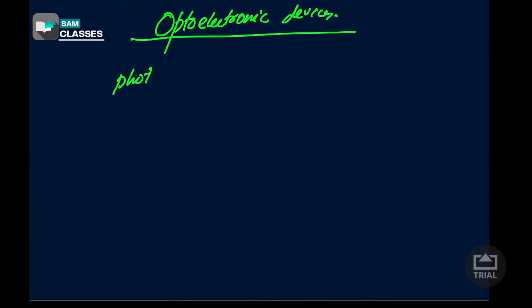Now next is optoelectronic devices. Now devices came. What are the different devices? One, photodiode. So here, what is it? It has a transparent window to allow light. What are the important things that you need to know? First the diagram part I'll show.